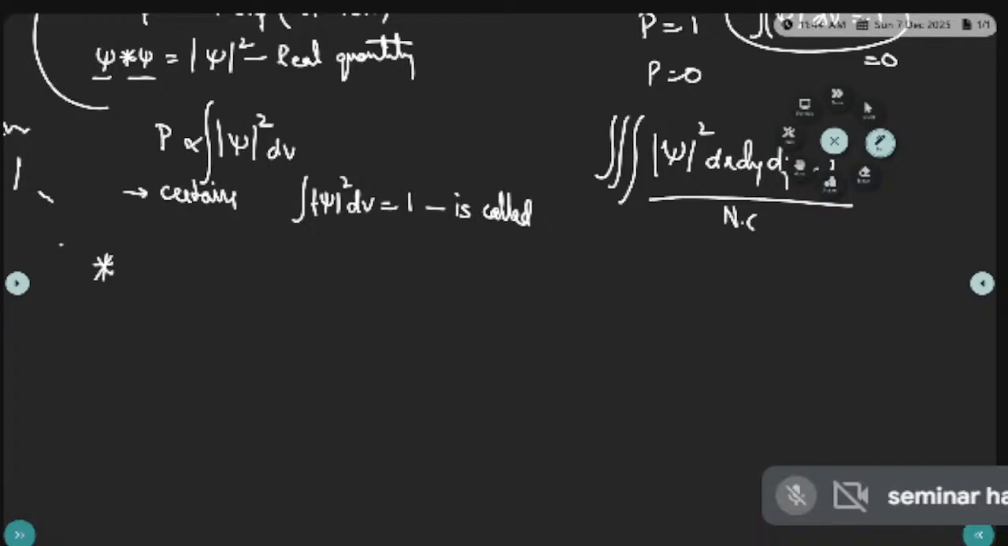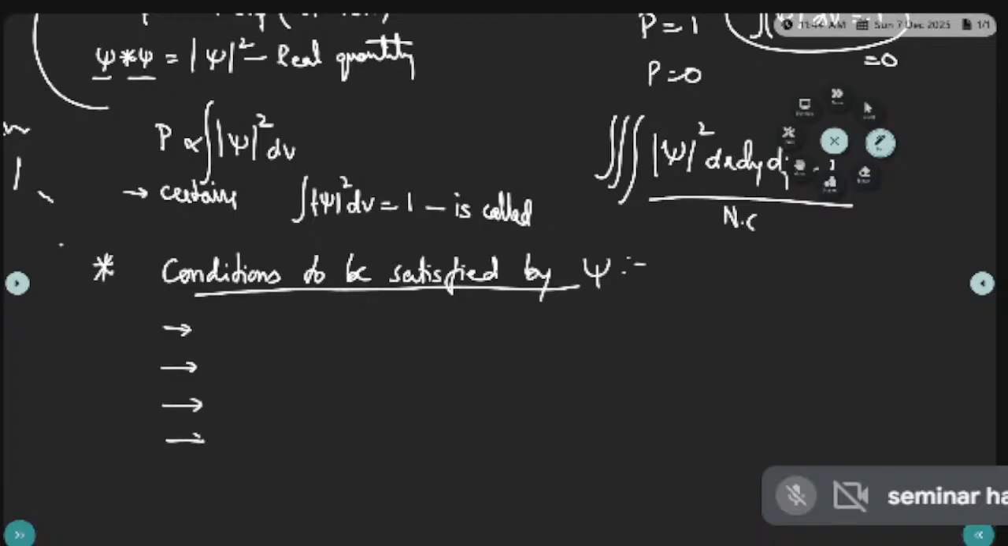Next, conditions to be satisfied by psi. What are the conditions? First condition: the wave function is finite. Infinite, imagine, is clear; finite means it is there, it has a value.